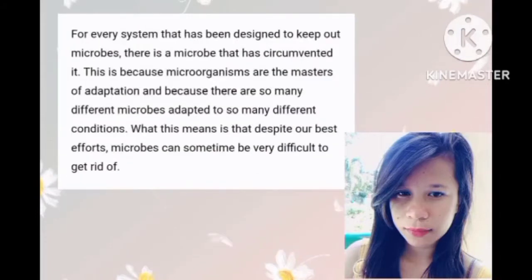For every system that has been designed to keep out microbes, there is a microbe that has circumvented it. This is because microorganisms are the masters of adaptation, and because there are so many different microbes adapted to so many different conditions. What this means is that despite our best efforts, microbes can sometimes be very difficult to get rid of.